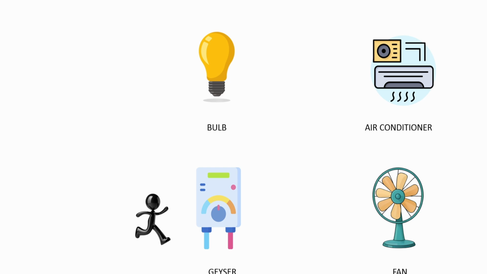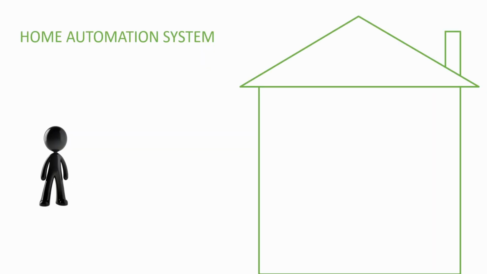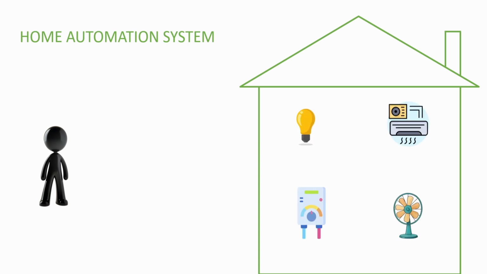But don't you think this is a very non-productive way and you won't be able to focus more on your house chores? So what do you do? Well, there is a smart solution. You install a home automation system in which you still have all your appliances, but instead of going to each appliance individually, you have a middleman.